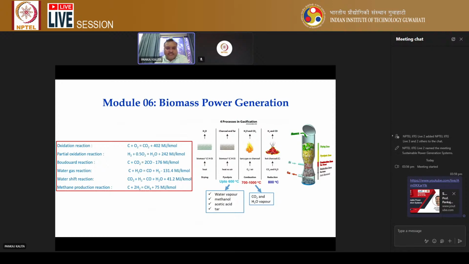These discussions were included in the individual lectures under these modules, such as what different reactions take place. For example, the oxidation reaction, partial oxidation, Boudouard reaction, water gas reaction, and then methane production reactions. All the reactions are shown here, and these were elaborated individually in those lectures. Also, you can see what happens in the different processes, like drying, pyrolysis, combustion, and reduction, at what temperature it happens, and how it happens. This has been elaborated.